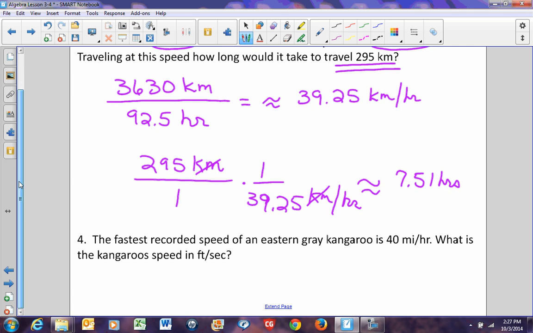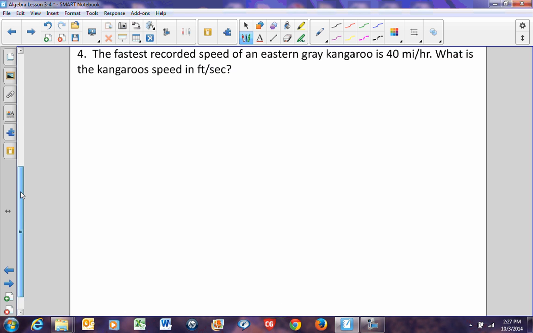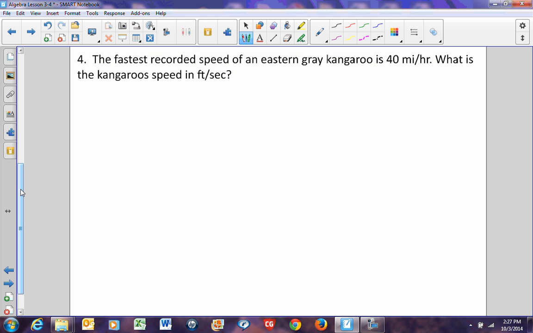This next problem is going to talk about dimensional analysis, or unit analysis. The fastest recorded speed of an eastern gray kangaroo is 40 miles per hour. What is the kangaroo's speed in feet per second? So we need to change miles per hour to feet per second. You can't do these simultaneously. You cannot do them at the same time. You have to do them one at a time.